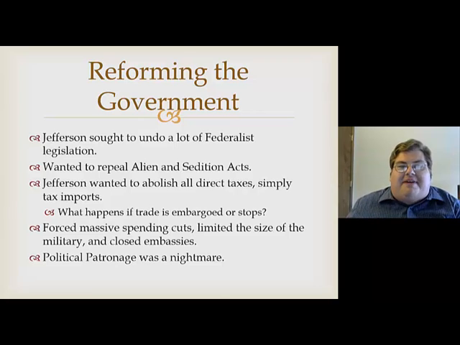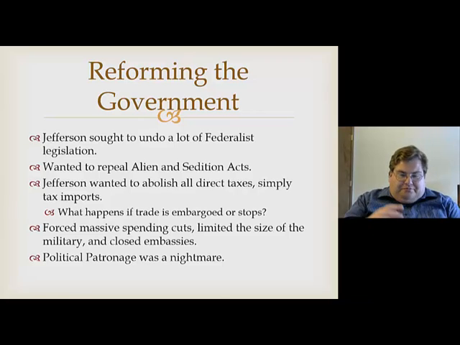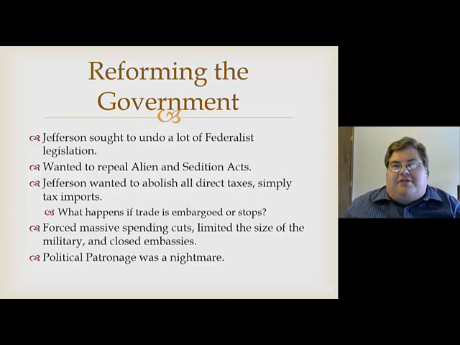He has huge spending cuts, which are great, but he goes further than the modern GOP, the modern Republicans. He really just trashes the size of the military. What he does is he says, okay, we just need gunboats to protect our coast, so we don't need a navy. All those brand new ships get mothballed. He says, well, we don't need a standing army because it's a threat to liberty. So the army shrinks down to just a few thousand people.